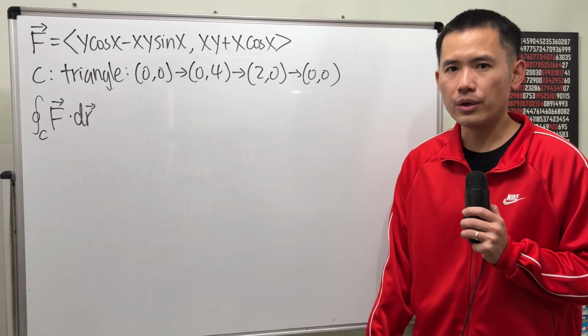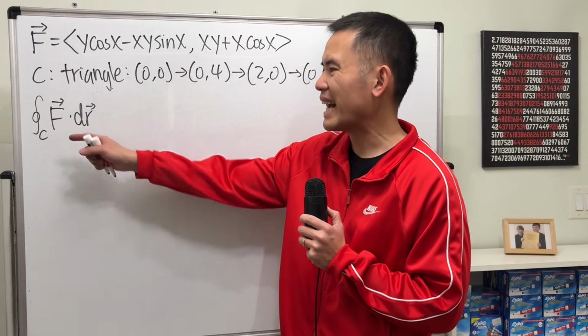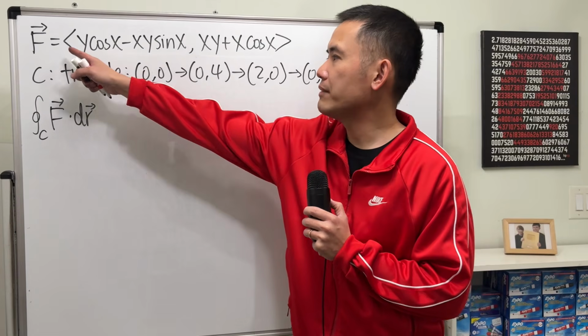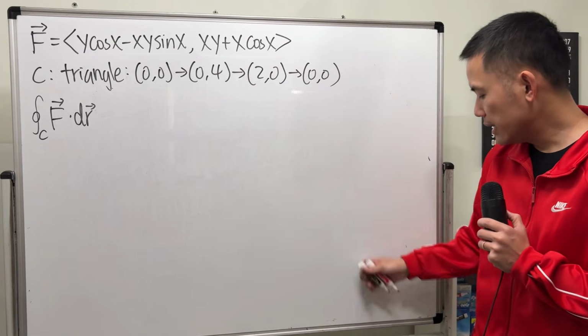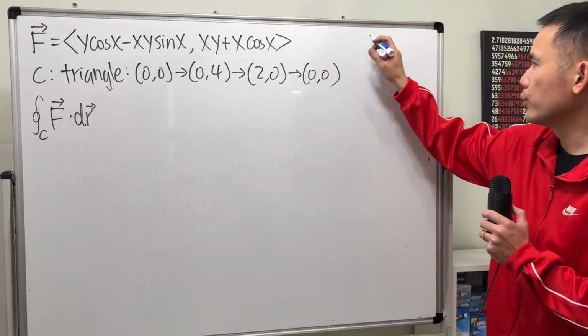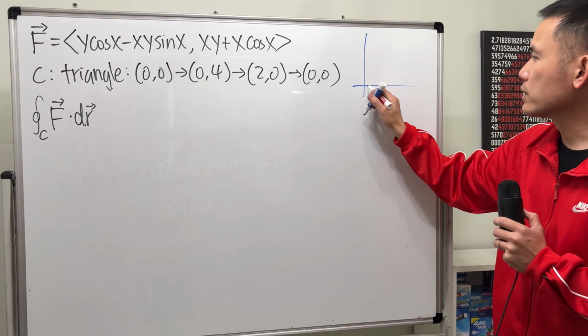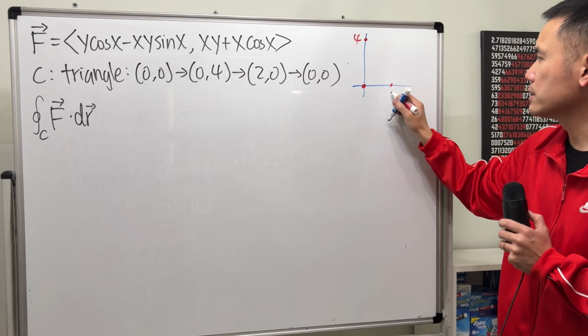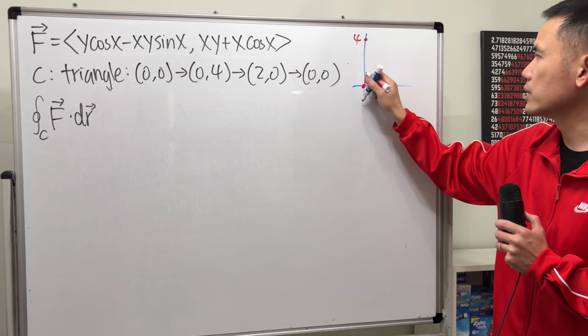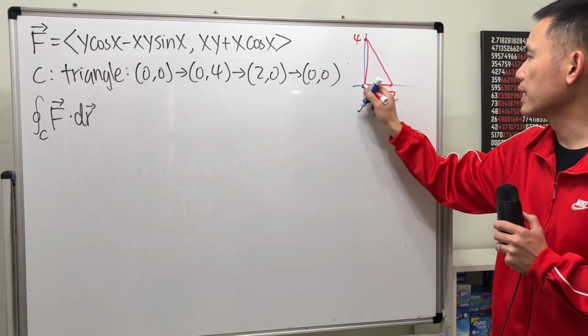In this video, I will show you how to evaluate this line integral. So first, we have our vector field here, and our curve is a triangle. Let's go ahead and make a sketch right here real quick. We go from 0, 0, and we go to 0, 4, and then we go to 2, 0, and then we go back to the origin. So we are going like this.